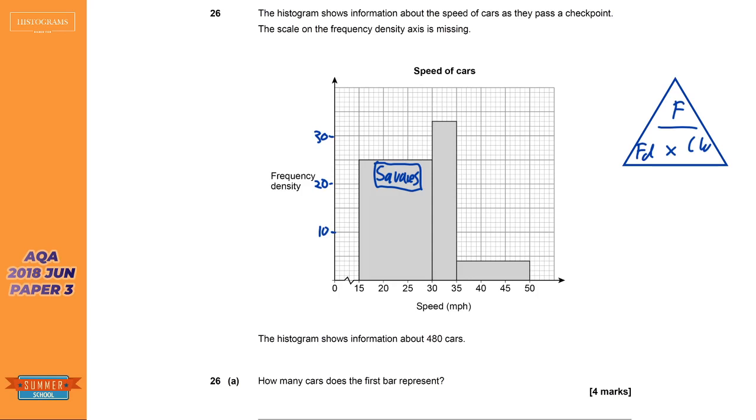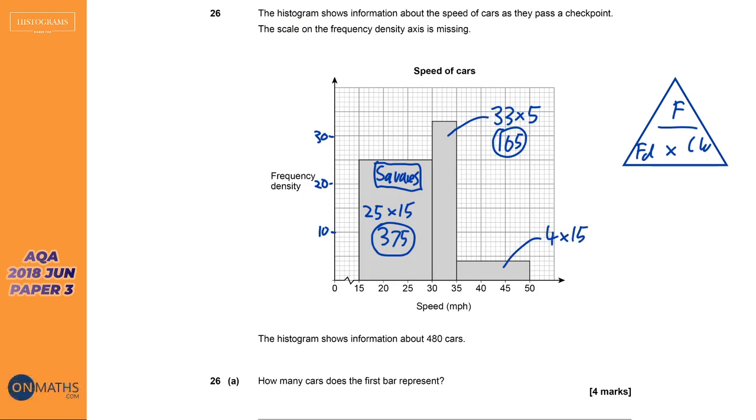That's it. Okay, so for this first one, it's got a height of 25 little squares. It's got a width of 15. And so I'm going to do 25 times 15, and we've got 375. Okay, for this one, we've got a height of 33 and a width of 5. So 33 times 5, 165. And for this one, we've got a height of 4 squares, a width of 15 squares. I don't know why I'm doing this on my calculator, and that's 60.